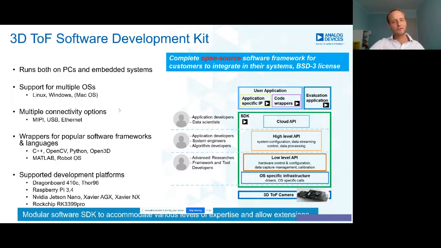It has wrappers for different popular software frameworks and languages like OpenCV, C++, Python, of course, Open3D, MATLAB, and ROS. And it has different API levels. So it has a low-level API, which provides hardware control, configuration, data capture management, calibration. So it's basically direct access to the different hardware components for configuration and control. This is targeted at framework and tool developers and advanced researchers. We have a high-level API, which is for application developers, system engineers, or algorithm developers.